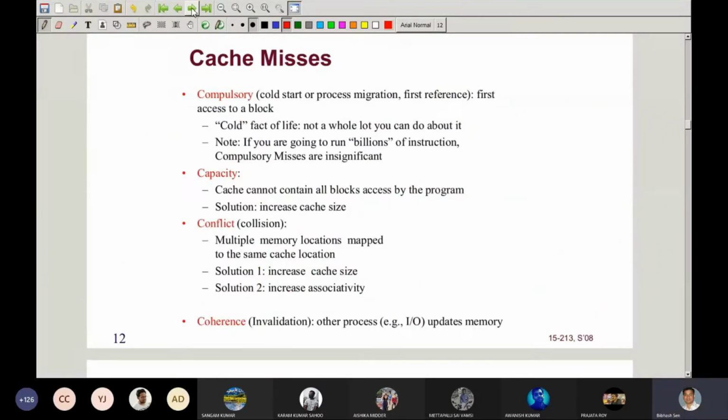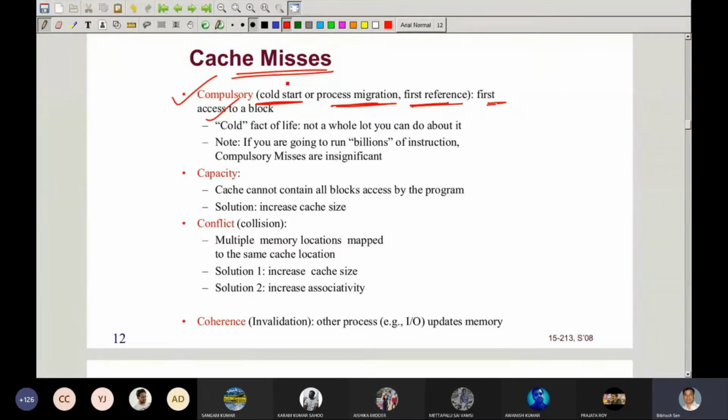Now, if it is not found, that is a cache miss. What are the different types of misses? Compulsory misses. That's why I mentioned cold start, cold booting or process migration. This is the first reference. On the first access to any block, you will get compulsory misses.